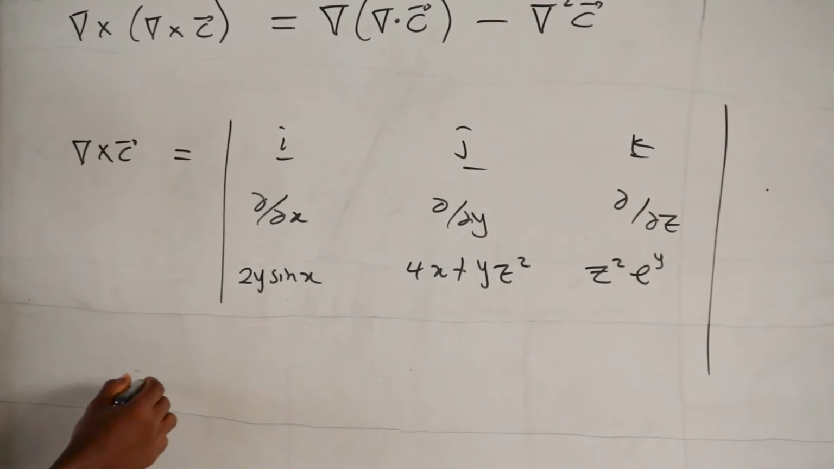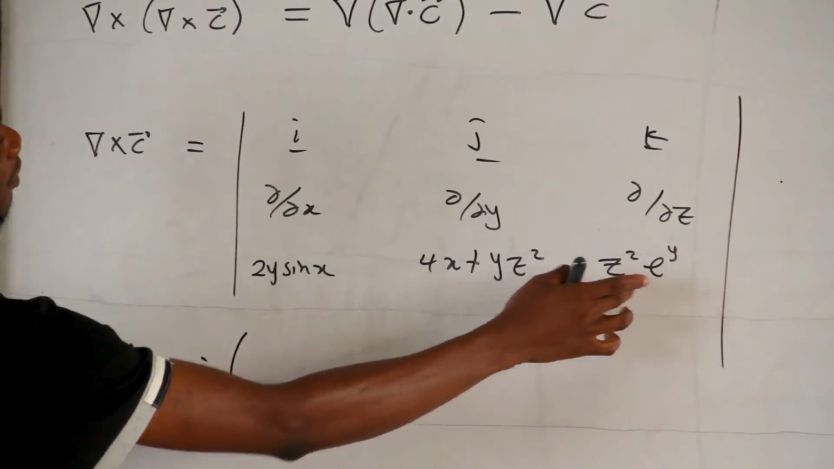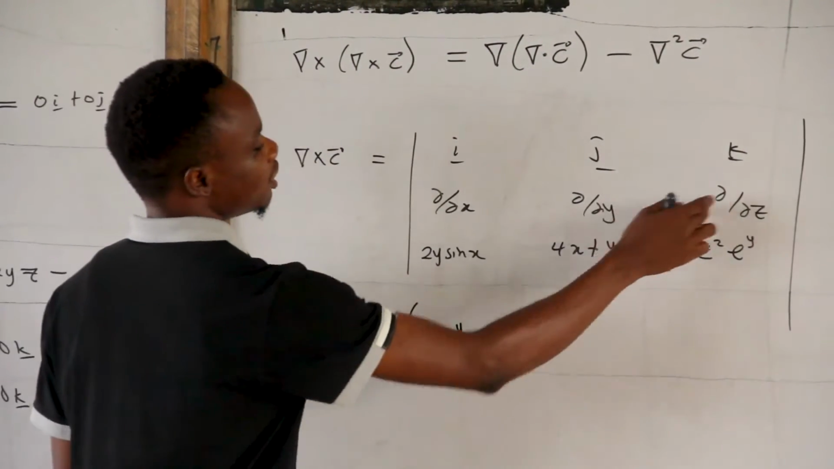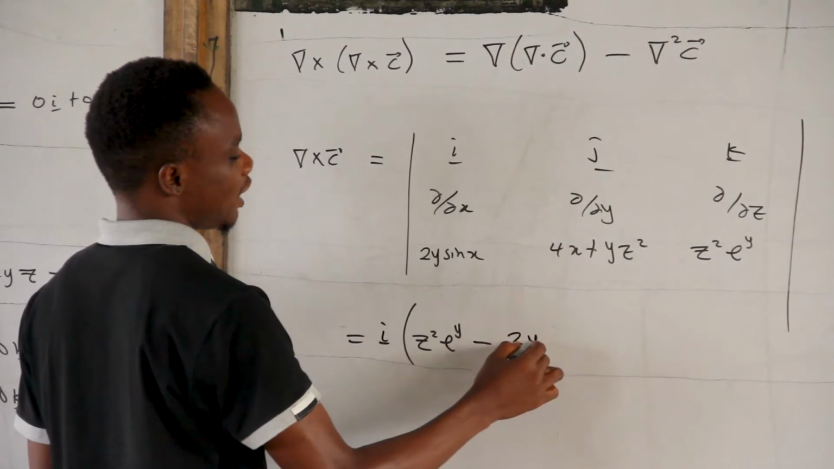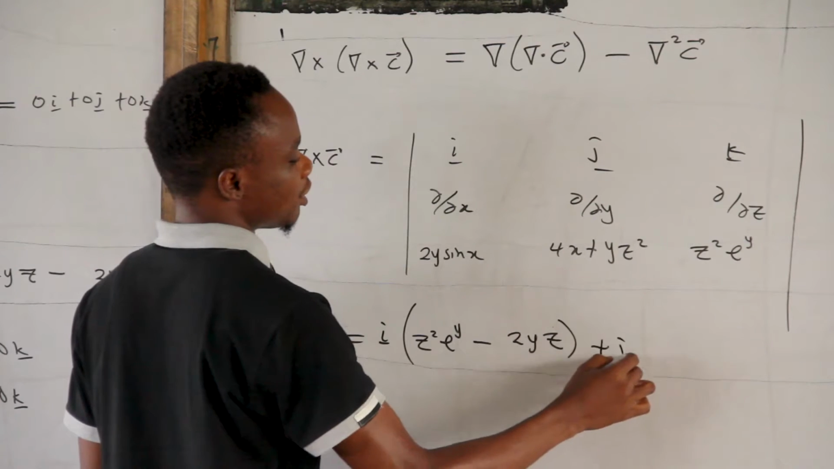This is going to be i into, we cancel this and cancel everything of this with respect to y, which is still z squared e to the power y. Everything of this with respect to z, that's minus 2y, plus j. I'm taking plus now.